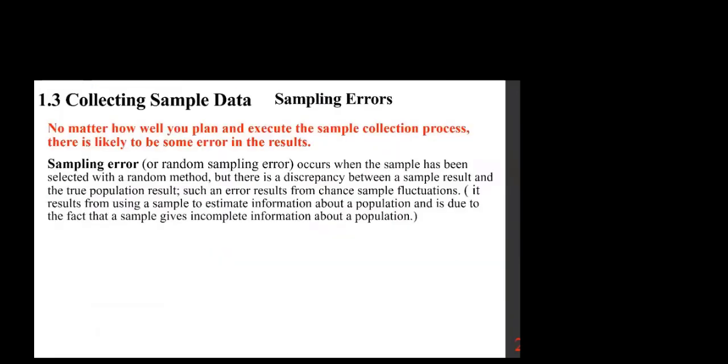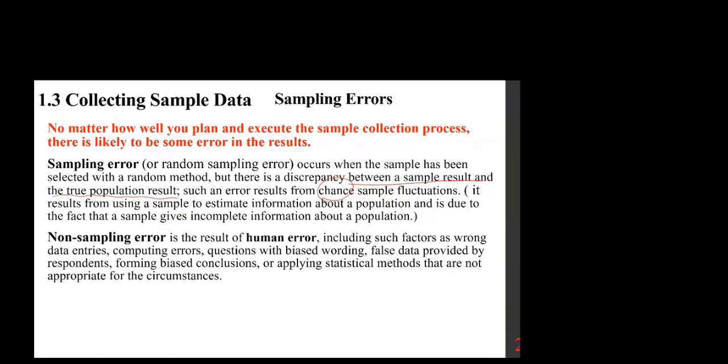So here we go. No matter how well you plan and execute the sample collection process, there is likely to be some error in the results. A sampling error or random sampling error occurs when the sample has been selected with a random method, but there is a discrepancy between a sample result and the true population result. Such an error results from chance sample fluctuations. It results from using a sample to estimate information about a population and is due to the fact that a sample gives incomplete information about a population.